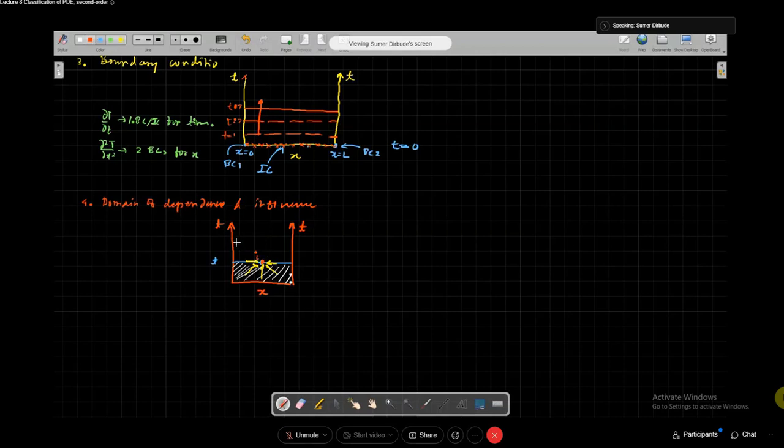But this ith point value will affect any other point in the future. Suppose there is another time t plus delta t, then this point is going to affect it. So all the region above is called the domain of influence. This is the domain of influence, and this is the domain of dependence.